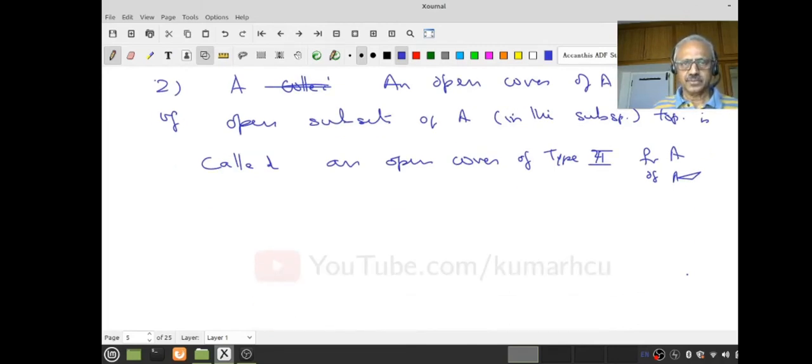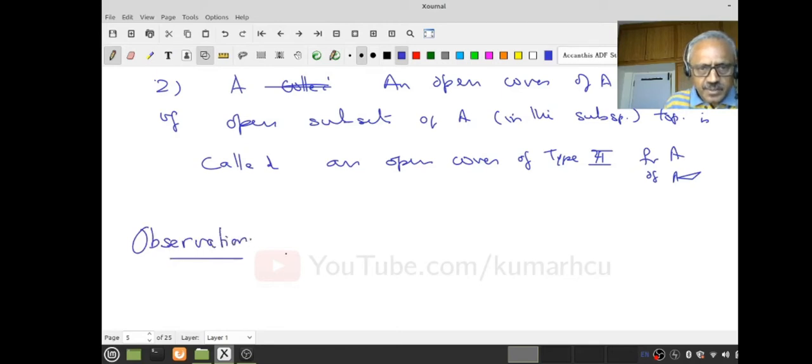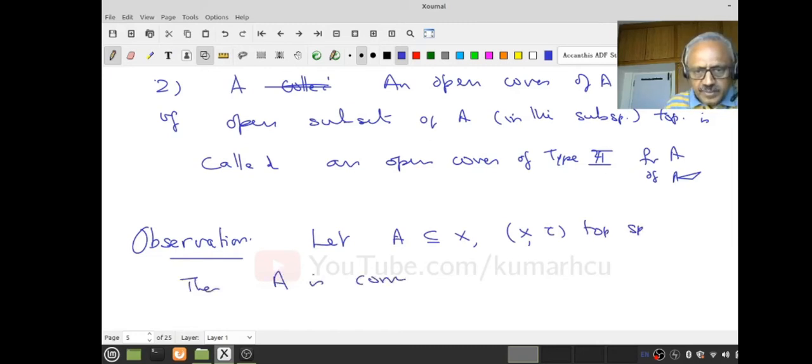Are you following? You will be surprised, these kinds of things are never very carefully explained in textbooks or by some other teachers. So please understand this. Now what we are going to do is the following. This is a basic observation. Think of it as a theorem, lemma or proposition. Let A be a subset of X, where (X, tau) is a topological space. Then A is compact, according to our definition, if and only if every open cover of type 1 admits a finite subcover.